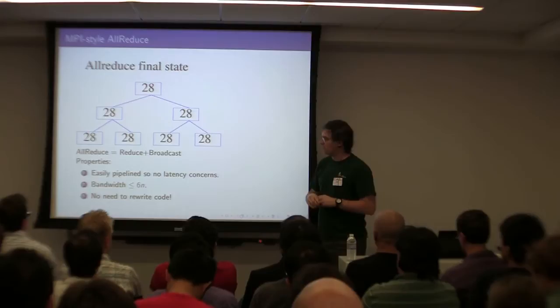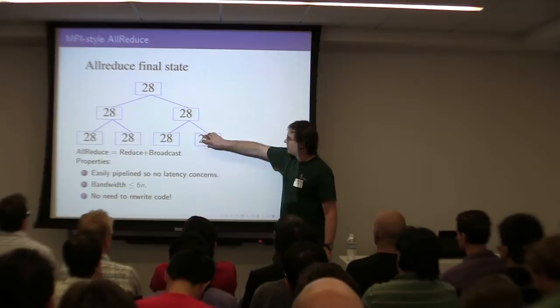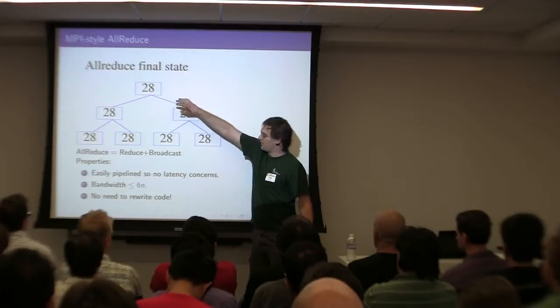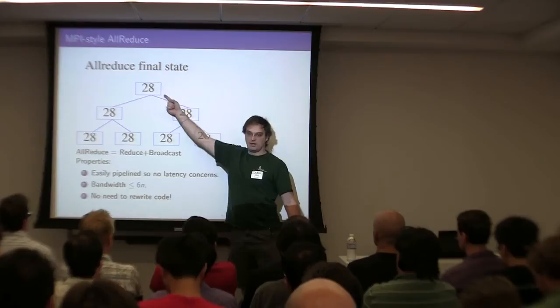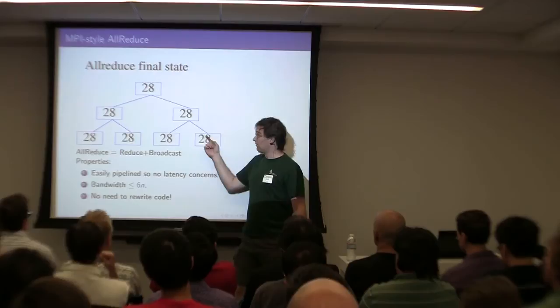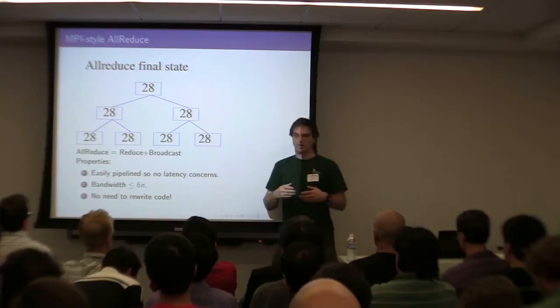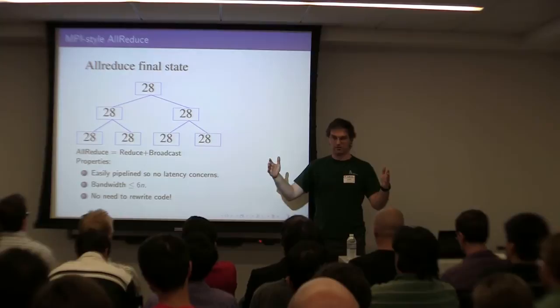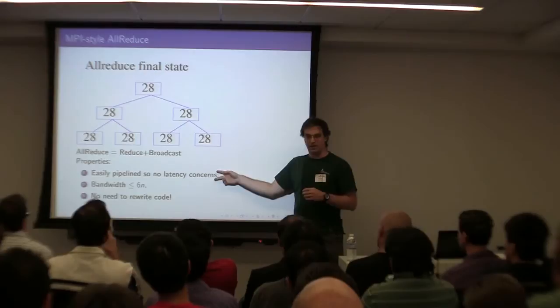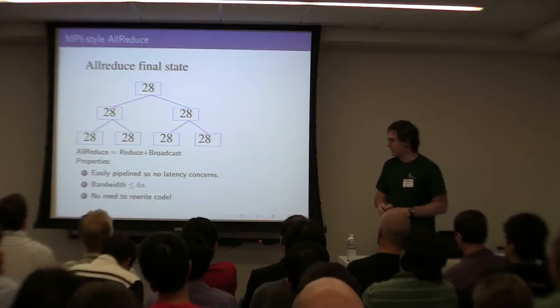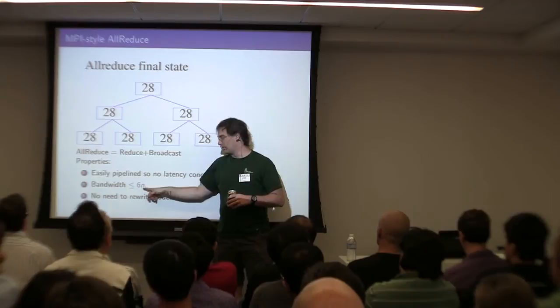Right. So when you're doing this, you don't want to pay a latency for every single operation. So what you can do is pipeline. You're pushing the first number up the tree, while the last number still hasn't moved at all. And so you can pipeline things, and then the running time is going to depend upon the bandwidth, but not on the latency, as long as your vectors are long. So we can pipeline the process of doing all reduce so that there is no latency concern. And then the bandwidth required is just a constant factor worse than the best you can possibly imagine.